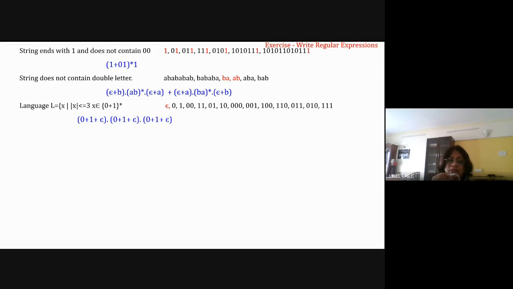No, Nisha's answer has a star. If there is a star and it occurs three times, then the length of the string will become greater than 3. If your zeros and ones will be there any number of times, then the length of the string will be greater than 3. So Nisha, it is not correct.